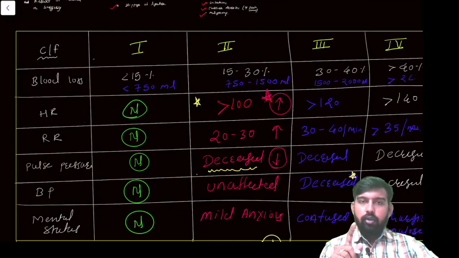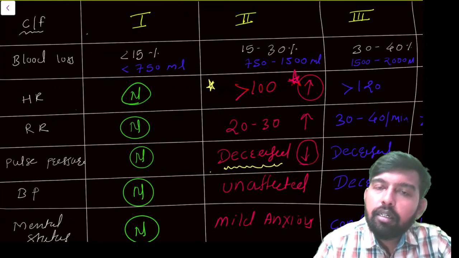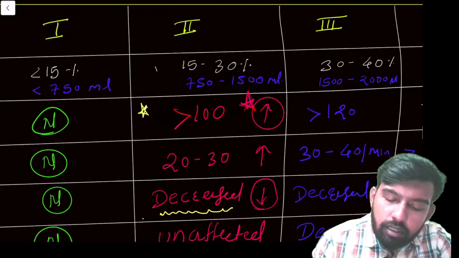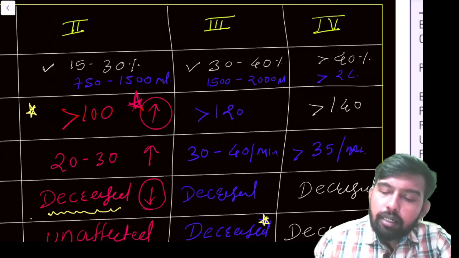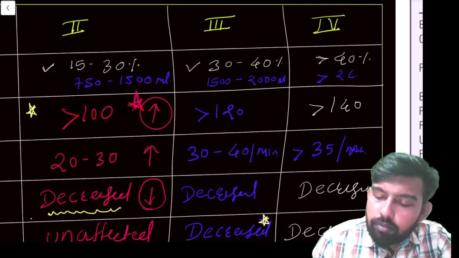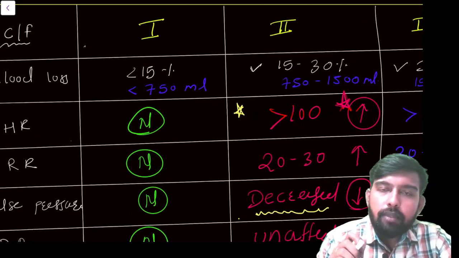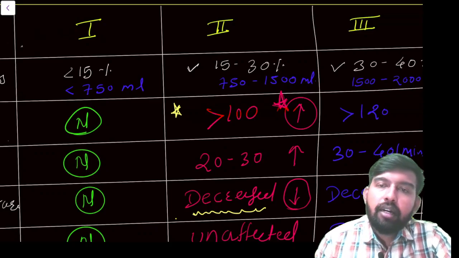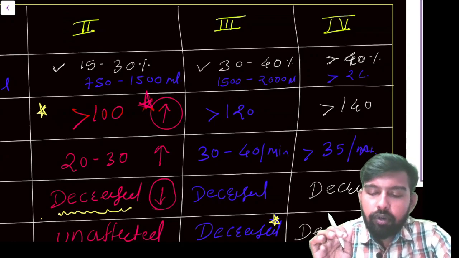So just remember the amount of blood loss in each class. In class 1, the amount of blood loss is less than 15%. Class 2, the blood loss is 15 to 30%. In class 3, it is 30 to 40%. And in class 4, blood loss is more than 40%. In terms of volume, in class 1 the amount is less than 750 ml. In class 2, 750 to 1500 ml. In class 3, 1500 to 2000.